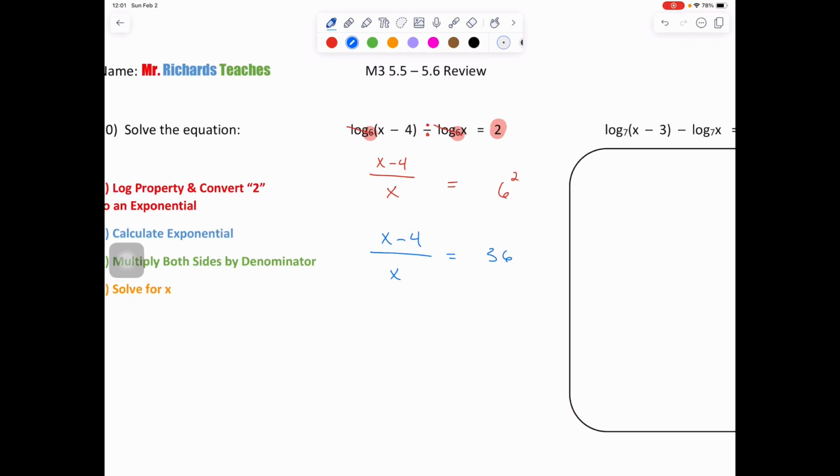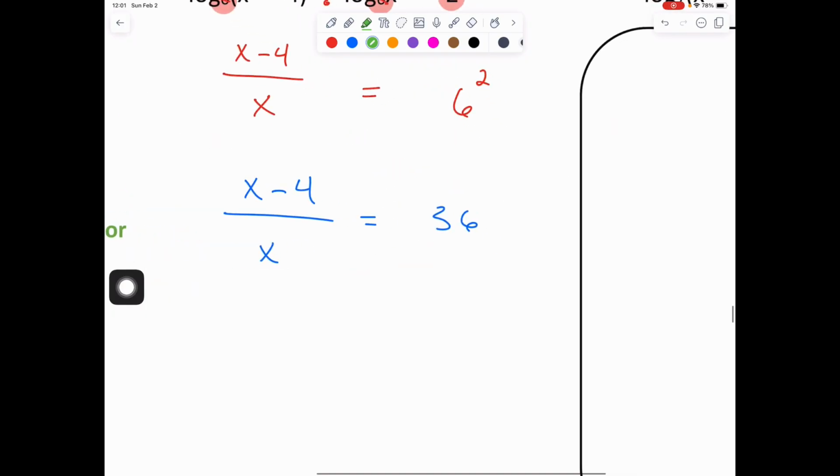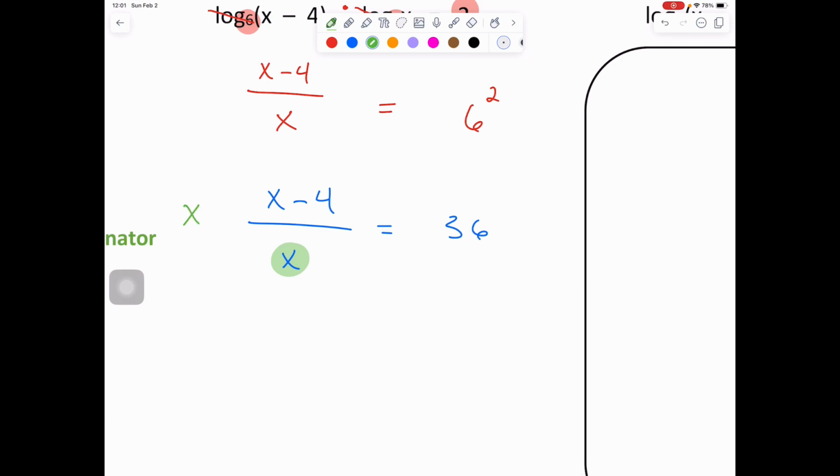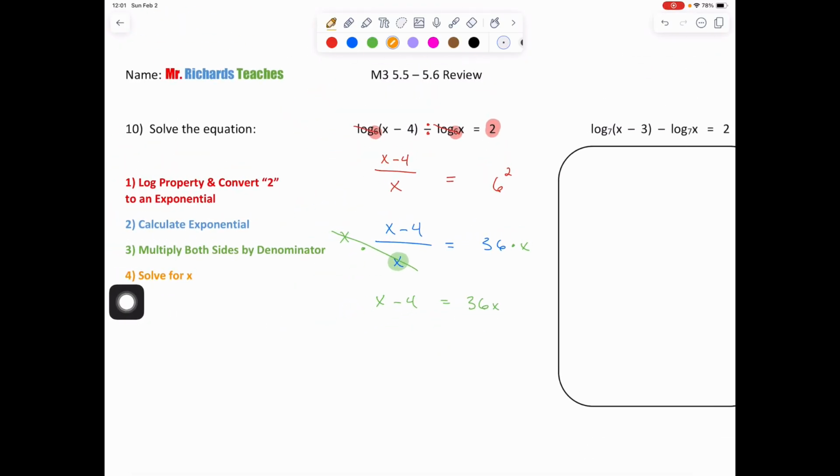Great job so far. Step 3, multiply both sides by the denominator. Well, zoom on in. Our denominator is x. We are going to multiply both sides by x to get rid of that denominator. We will cancel those out, times x. What's left is x minus 4 equals 36 times x, which is, yes, 36x.